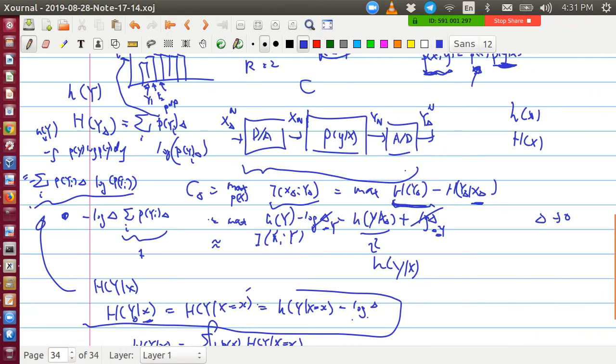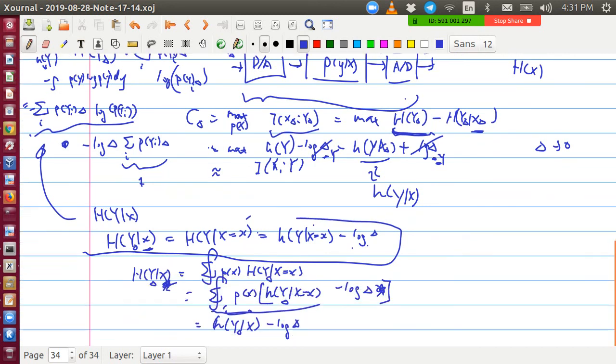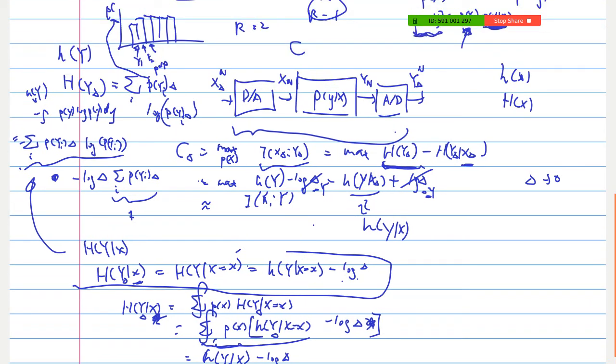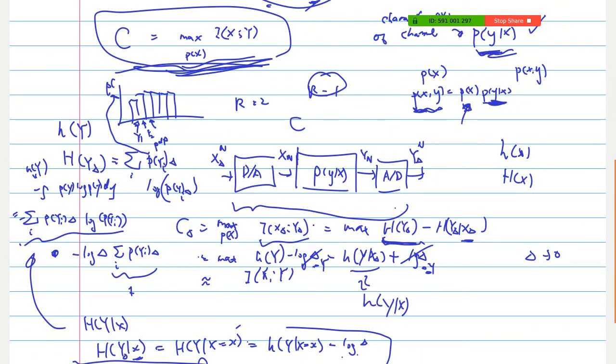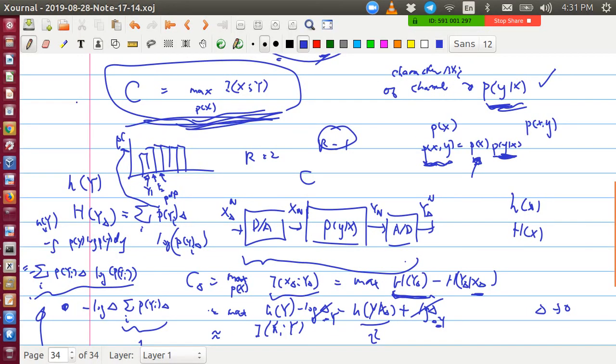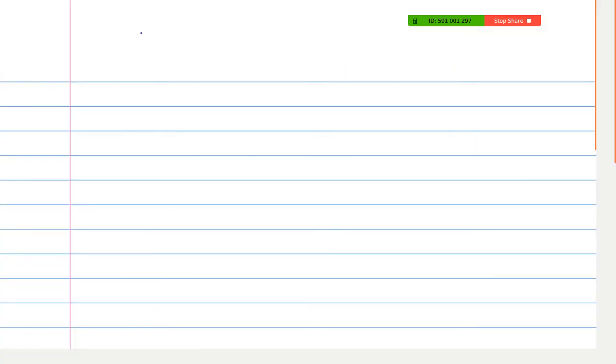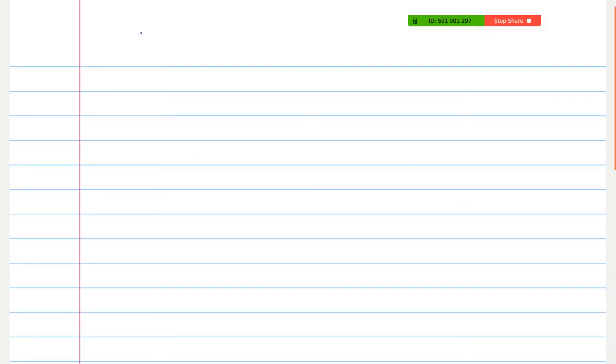So I guess we'll just continue from where we left off. Let's give some examples for the channel coding theorem. Let me just have a new page here. So let's start with the simplest channel we can think of.